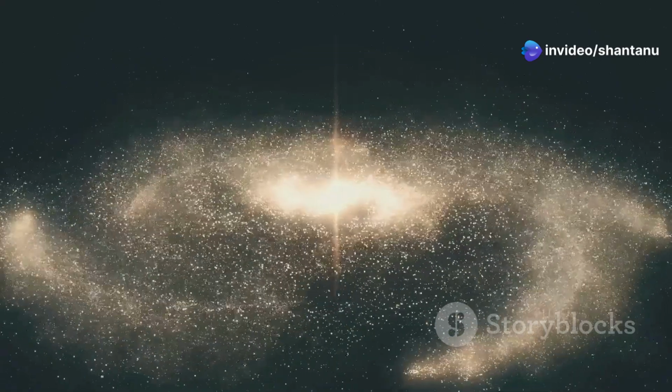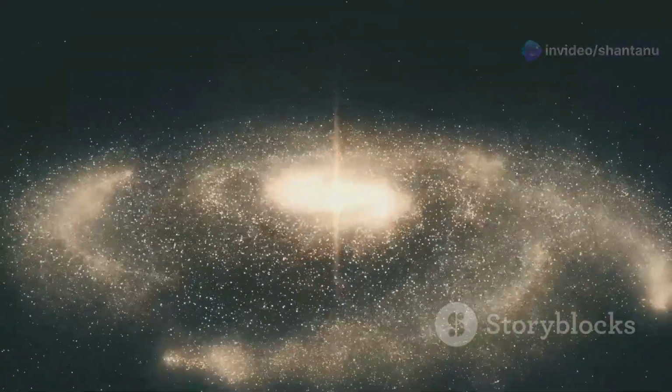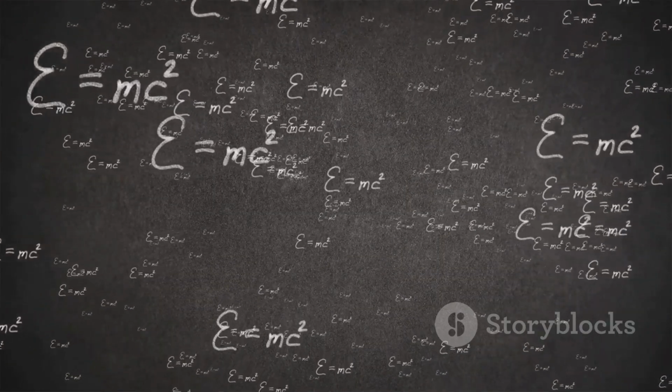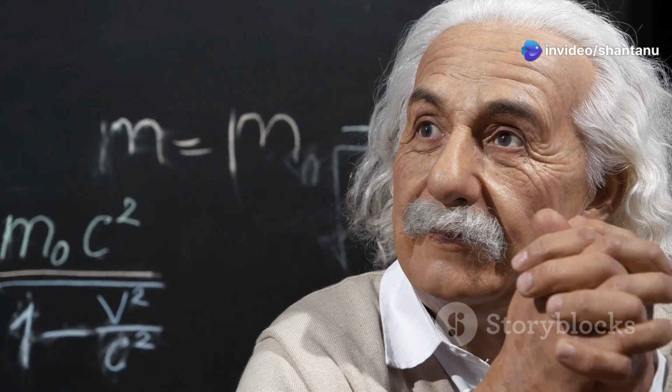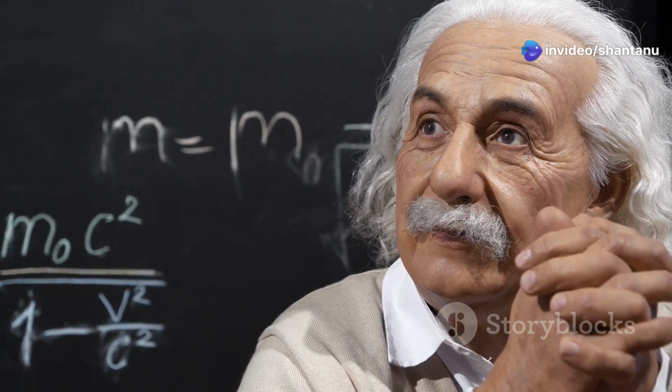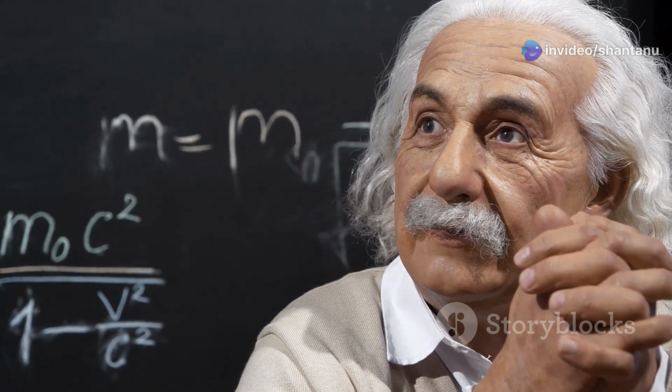Albert Einstein, a name synonymous with genius, revolutionized our understanding of the universe. He wasn't satisfied with just refining old theories. He wanted to rebuild physics from the ground up. His general theory of relativity, presented in 1915, was a radical departure from Isaac Newton's ideas about gravity.